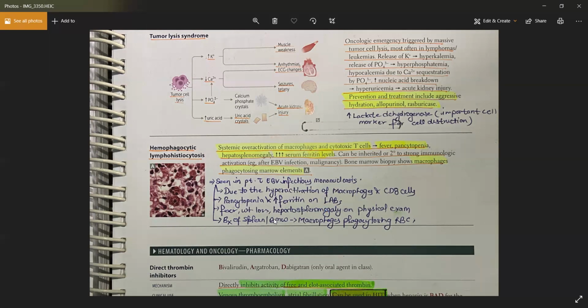Once you do the biopsy of the liver and the spleen, what will you see? Macrophages phagocytosing the RBCs, like we have discussed. The macrophages phagocytosing the bone marrow elements, especially the RBCs, you will see. That's why the name hemophagocytic, right? So this is a systemic overactivation of the macrophages and the cytotoxic T cells. You will get the fever, pancytopenia, hepatosplenomegaly, and very increased serum ferritin levels. It is seen after the Epstein-Barr virus infection. On the biopsy, what you will find are the macrophages phagocytosing the bone marrow elements or the RBCs. Is that okay?